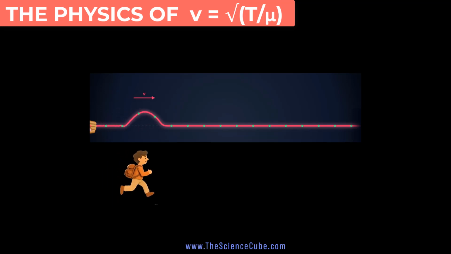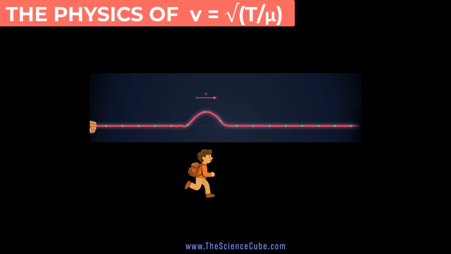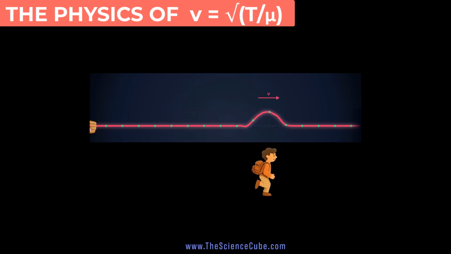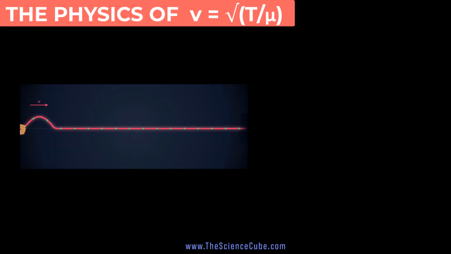Hello and welcome back. In this lesson we will derive the wave velocity using Newton's second law. For this, let's consider a single symmetrical pulse moving from left to right along a string with a constant speed v. Now, for convenience, we're going to switch our perspective.